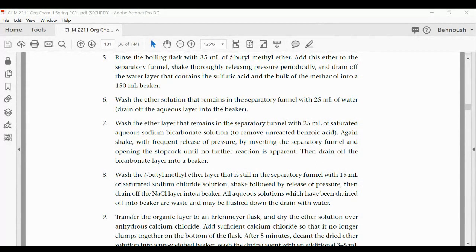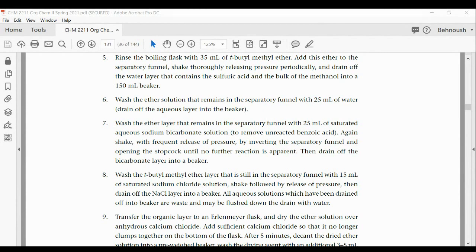Dry the solution by removing traces of moisture. Very good. Drying the solution. If there is any leftover water in the organic layer, when you add the calcium chloride, it's going to remove it all. Okay, very good.